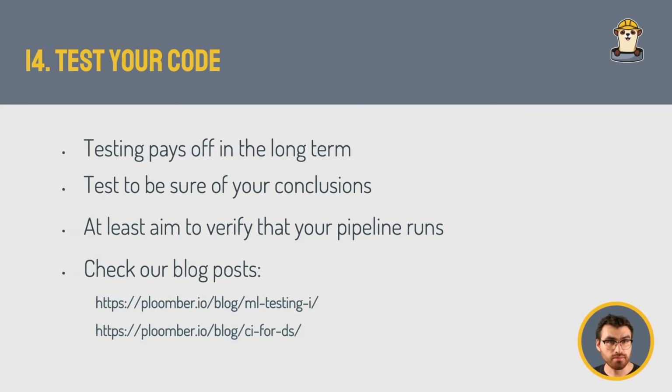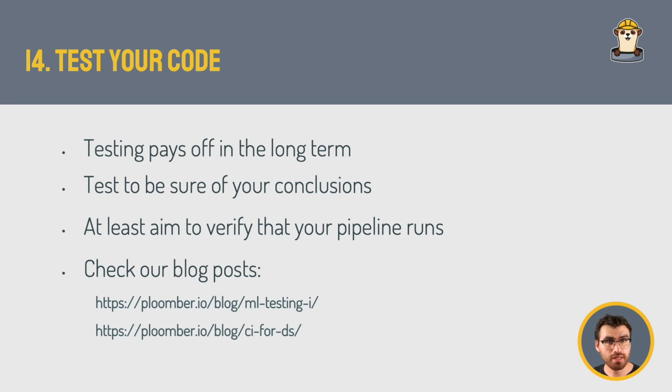Number 14. Test your code. Testing data pipelines is challenging, but it's a great investment that pays off greatly in the long run, since it allows you to iterate faster and with confidence. It is true that a lot of code will change during the experimental phase of your project. Code and tests might become obsolete, but believe me, testing will help you make more consistent progress.